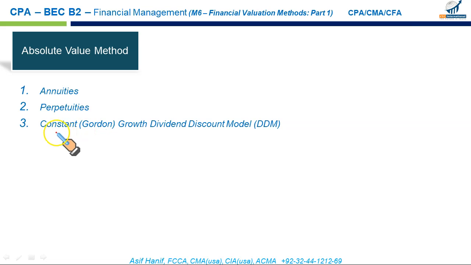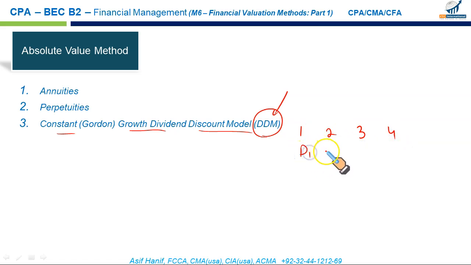Okay, now next we have the constant growth dividend discount model, sometimes called the dividend discount model. What we are doing in the absolute valuation methods is using the present value of the future cash flows to value a stock or value a company's share. Constant growth dividend discount model, or sometimes called the Gordon growth model, sometimes simply DDM, dividend discount model. The basic assumption of this model is that we discount the future dividends of the company, like the dividend in year 1 is D1, D2, D3, D4, and it goes on and on till infinity, till forever.